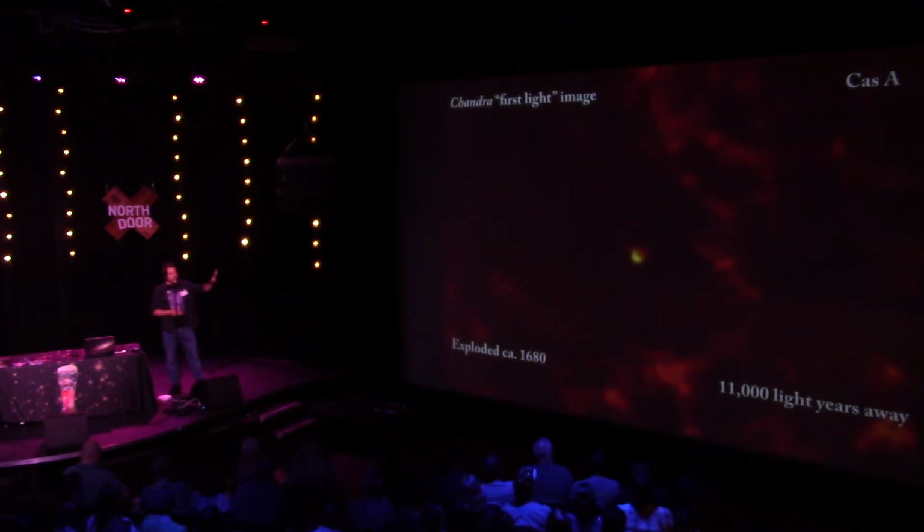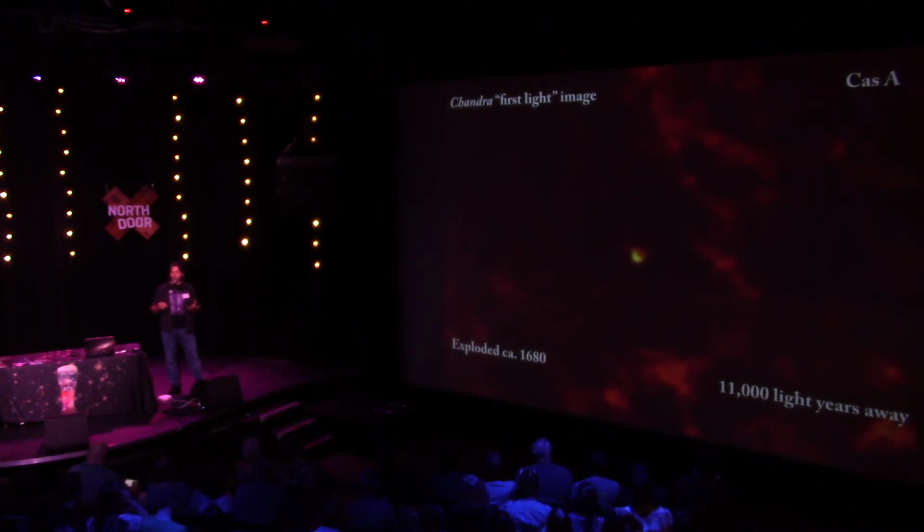So this is an image of a supernova remnant that exploded over 300 years ago. It's a supernova remnant called Cassiopeia A. And this thing in the middle is a neutron star. It was a compact object left over after the supernova explosion. And this is what we had always thought was supposed to happen.